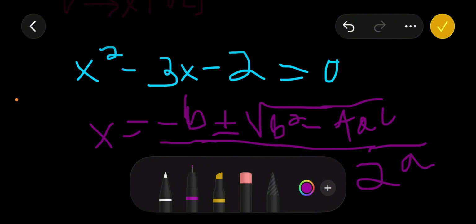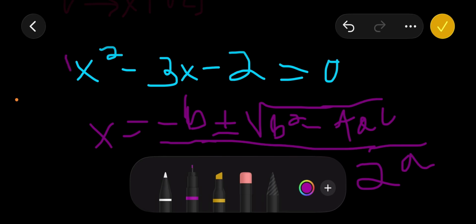So what this means, guys, is, if you don't know what a, b, and c mean, well, I got you. a is the number in front of the x squared, b is the number in front of the x, and c is the number without an x, the constant. So we have an imaginary 1 here, so we could put 1x squared minus 3x minus 2.